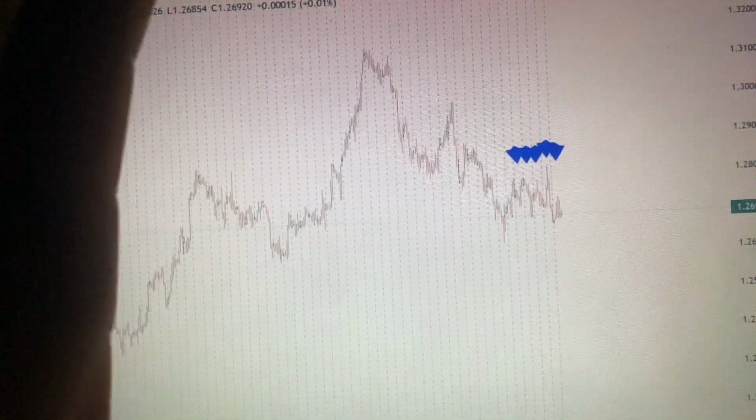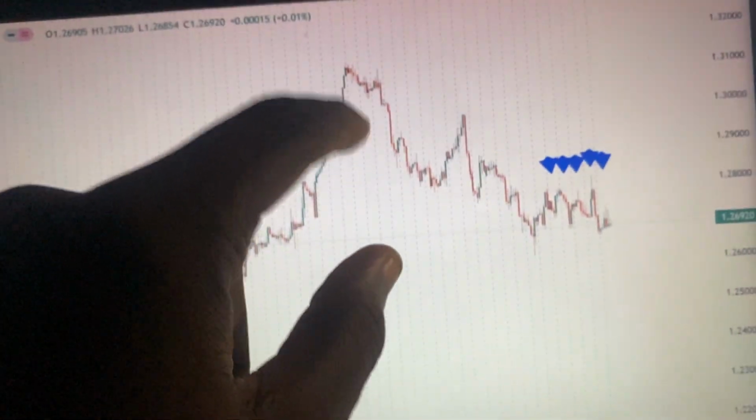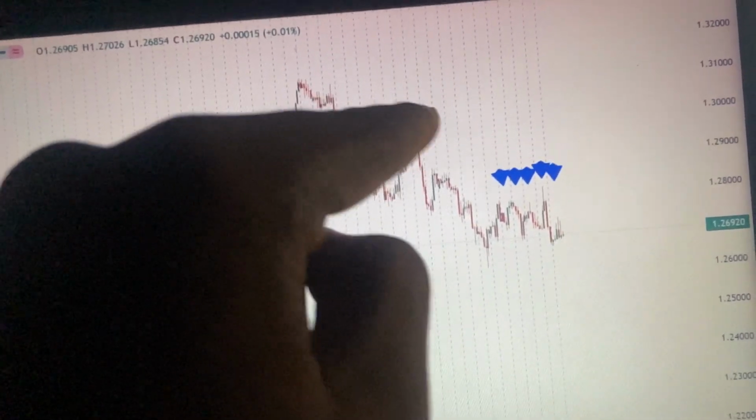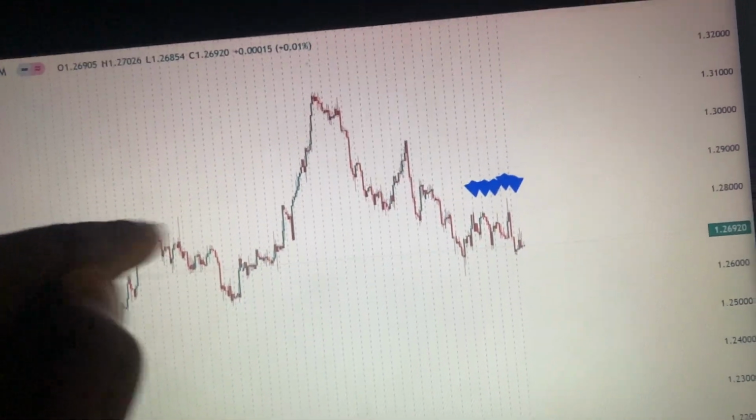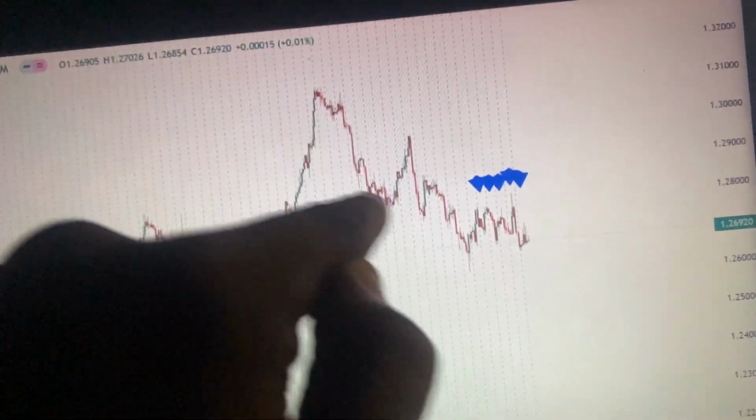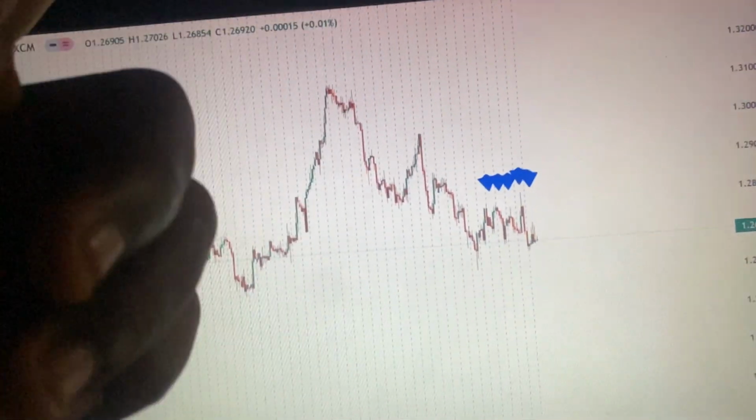So higher lows, higher highs, this market has given us that. But it fails to give us this next higher high. What happens here? We have another high here, which is higher than this low, but it's not higher than this high. So it's not a higher high. Let's see what the market will do.